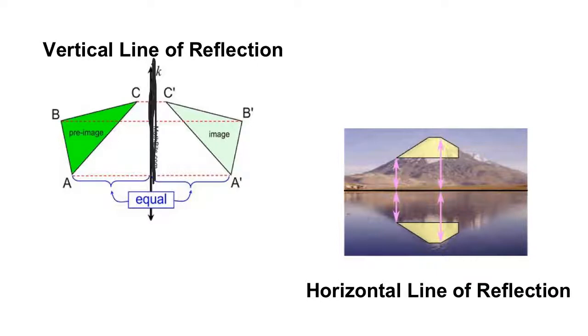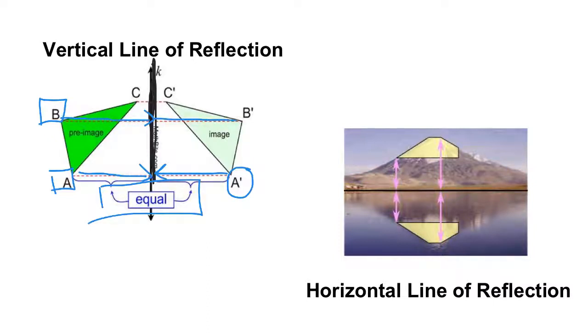Now there's something interesting here that we need to pay attention to. The distance between, let's say, point A to our line of reflection has to be equal to the distance from A prime to the line of reflection. Same thing for B. If B is, say, 10 points away from the line of reflection, then B prime also has to be 10 points from our line of reflection. Same thing for C. Let's say C is 2 points from our line of reflection. C prime should also be 2 points from our line of reflection.